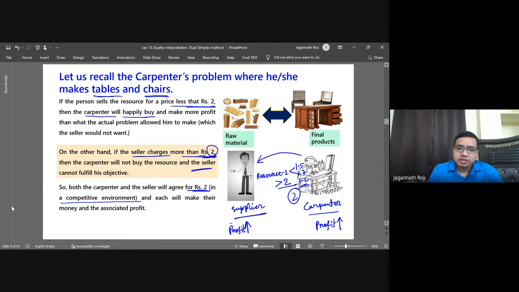Now you can relate this event to your real life. Whenever you go to purchase in any local shop, for example, if you try to buy a t-shirt or jeans, we bargain. But if you go to a shopping mall, there is a fixed price. Where bargaining is possible, where you can save some money, there you can apply this duality theory.